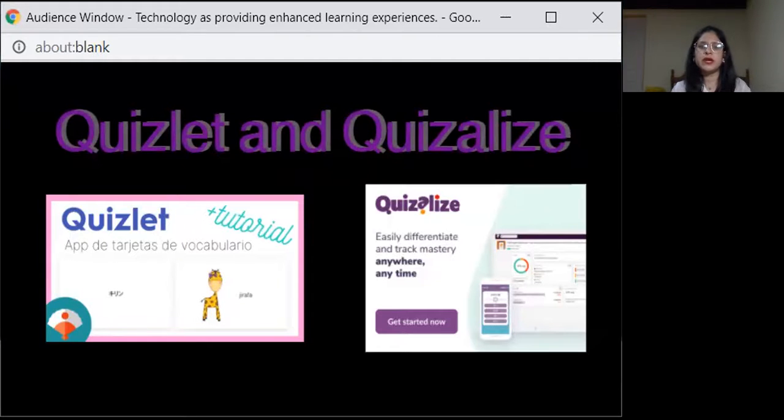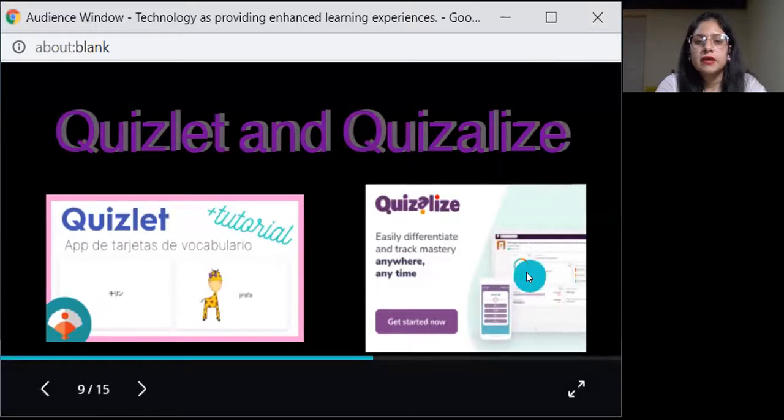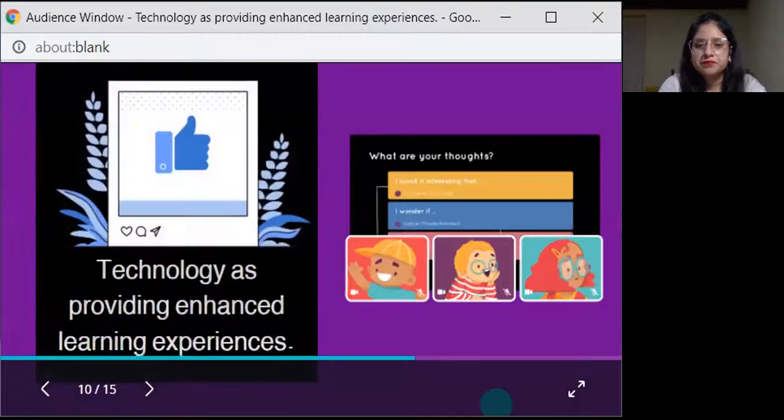Let's take a look at the third one. Quizlet helps you learn how to create flashcards. These flashcards can help you with your class and with vocabulary. As well, Quizalize can help you with a test. So as you know, this is the teacher having the resource for their students. That is the first thing. Let's talk about the second thing.